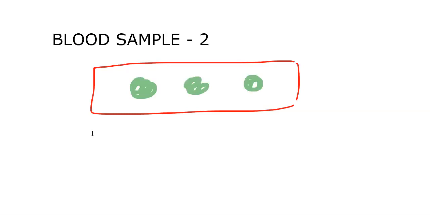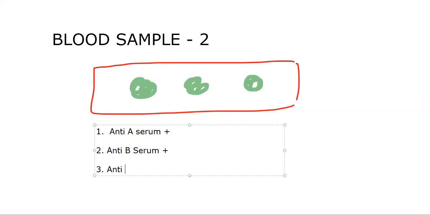What we have to do for the first blood drop, what we need to add? Anti-A serum. The first blood drop, the one to be added is Anti-A serum. This is the protocol. Next, second blood drop, Anti-B serum can be added. Next, third, Anti-D serum.